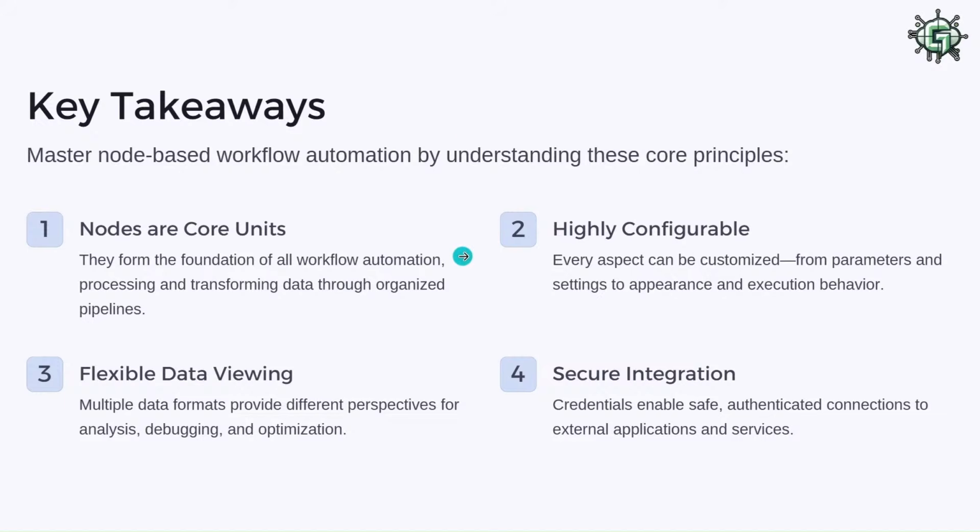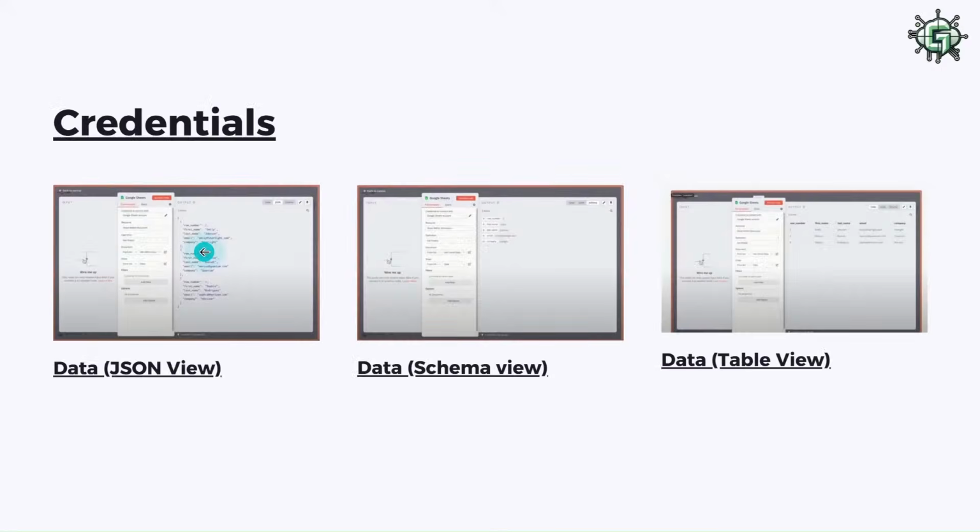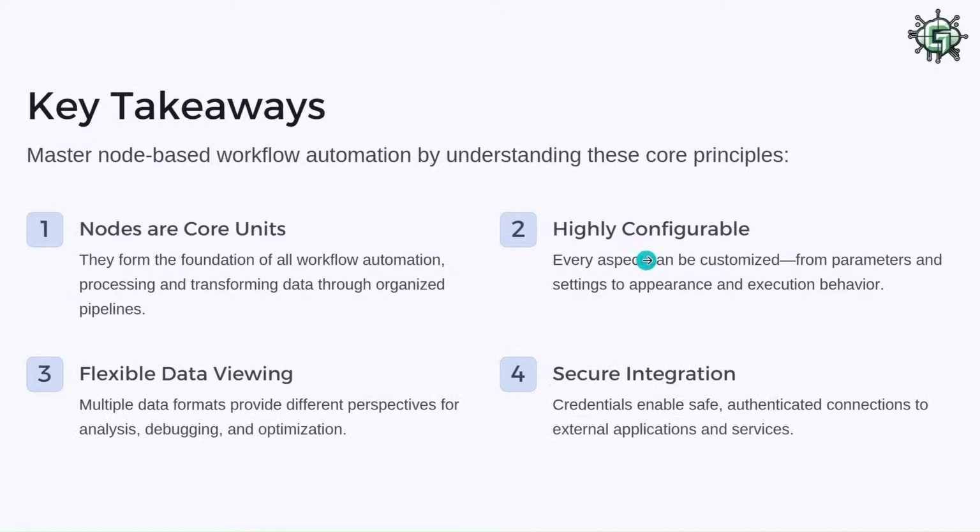As we have discussed, we have three types: table, schema, and JSON. So these data types we can also use. And next is secure integration. We have talked about credentials, how we can use authentication and manage access, manage whose permission, and manage between teammates, and we can use credentials for security purposes.